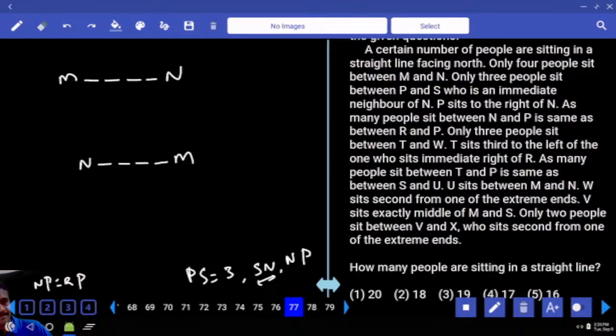Then next one. P sits as many N between R and P. And only 3 people between T and W. Now T and W, how many? They are exactly. Now T sits third to the left of the one who sits immediate right of R. Now R's immediate right. To this one, where is this T? T is third to the left. And between T and R there must be exactly one person. T is to the left hand side of R.